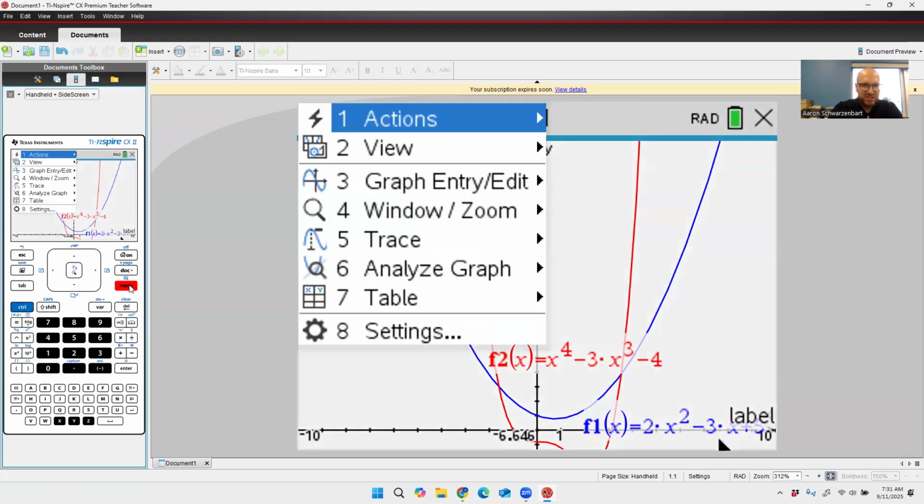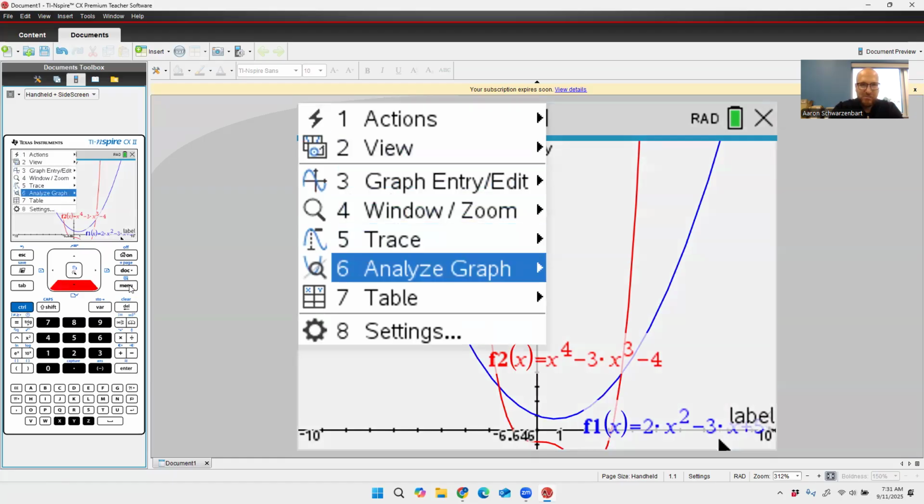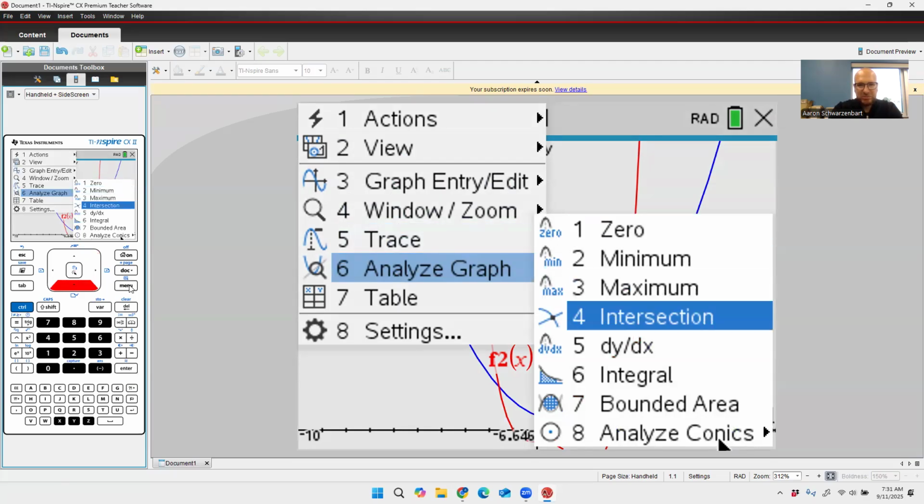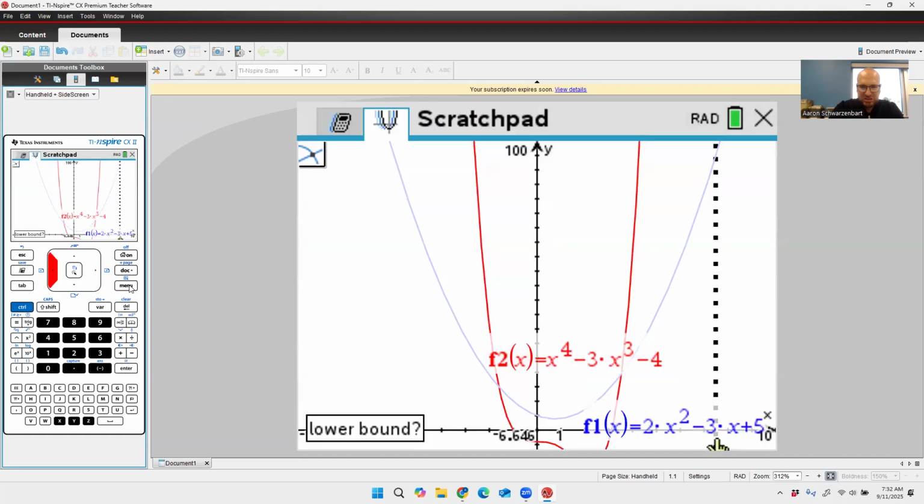To find the intersections, I go menu. Hint, everything is in menu on the Inspire. Analyze graph. That's going to be where I find anything that I need to find out about the graph. Window adjust windows, you can zoom there. Graph entry edit will allow you to change what type of thing you're graphing, or it'll do the same thing as the tab button. I'm going to go intersection. Lower bound needs to be on the left side. I'm going to do the left intersection first.